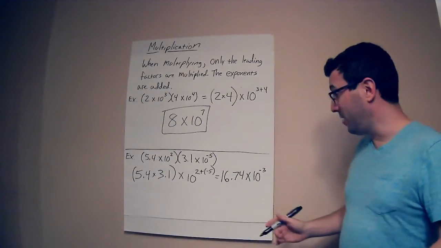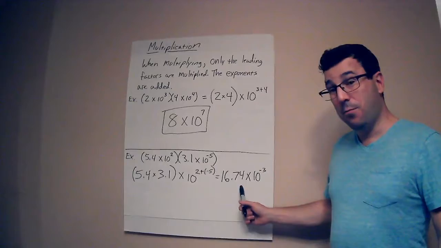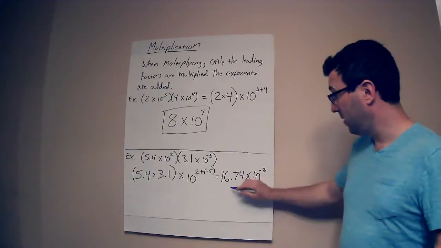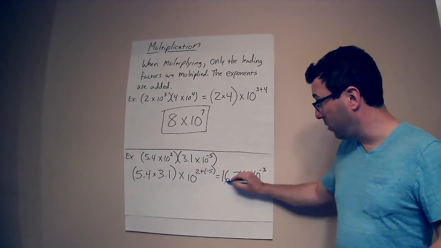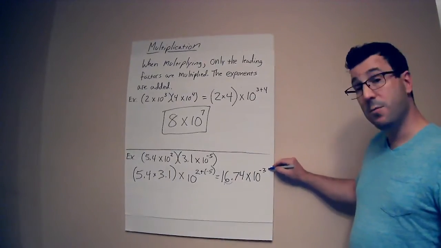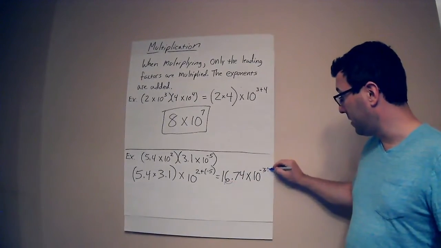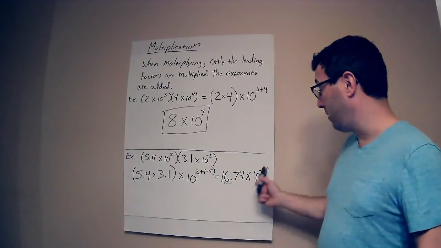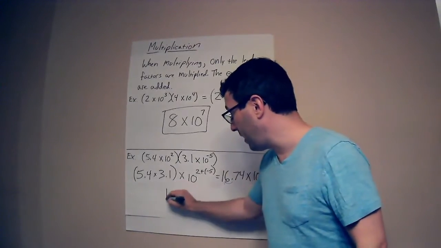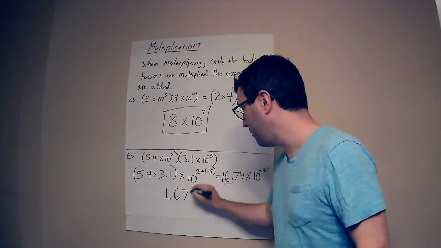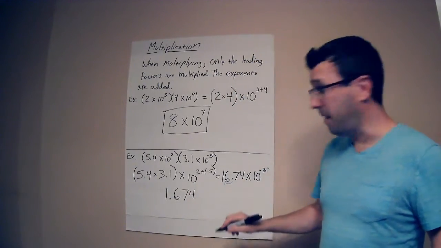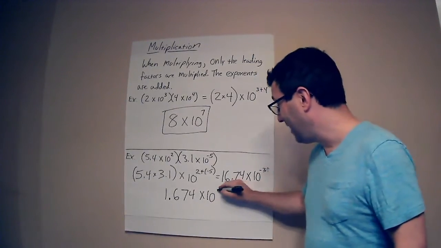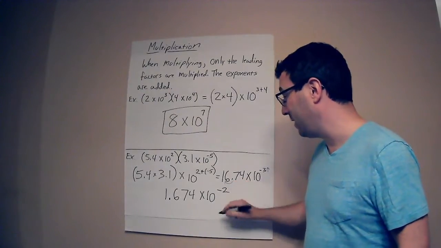Well, here's the issue. 16.74 is greater than 10. So we have to make this smaller. So I have to move my decimal one place to the left, which means that if I'm making this smaller, I have to make my exponent bigger by a factor of 10. So I'm just going to add 1 to the exponent. So when I do that, I get 1.674, that's between 1 and 10, times 10, negative 3 plus 1, I'm going less negative, so it's now going to be a negative 2.